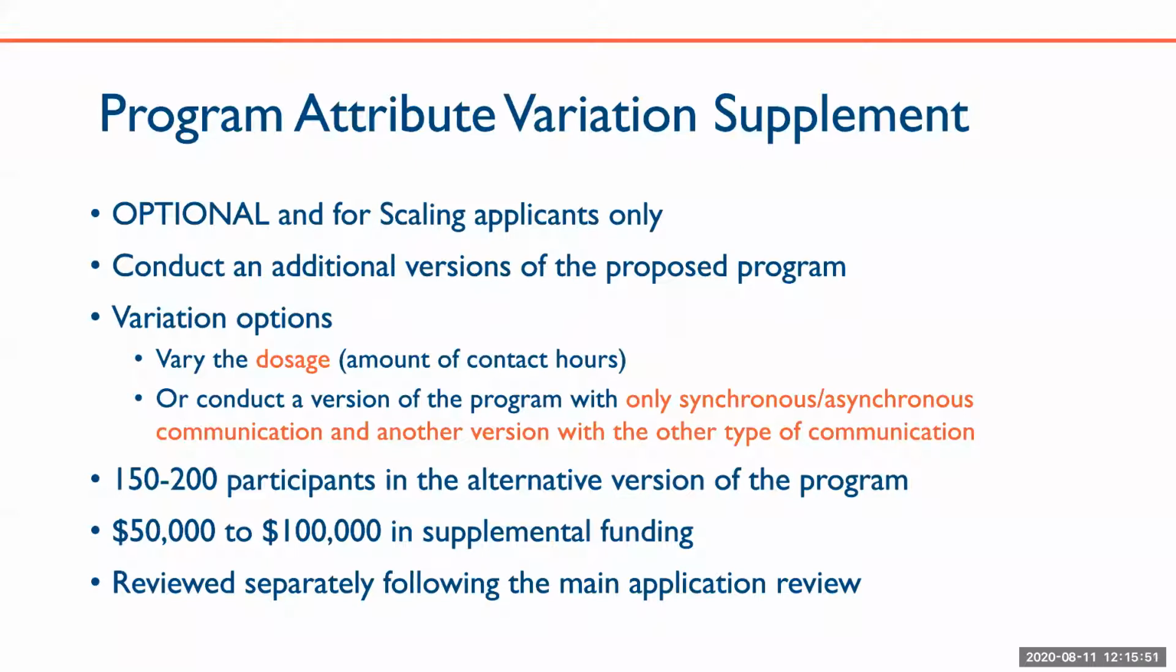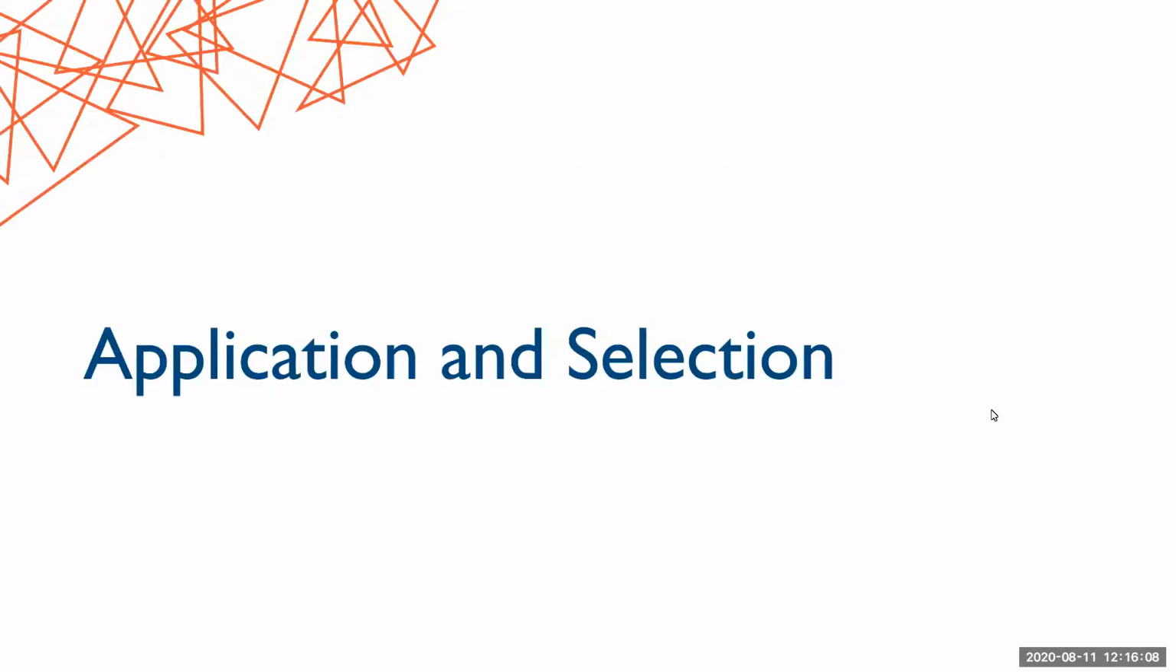Between 150 and 200 young people would need to be meaningful participants in the alternate version of the program to qualify for the supplement, and organizations can apply for between $50,000 and $100,000 to do this supplemental work. I'd like to turn it over to my colleague Kyle Kassler to talk about the application and selection process.